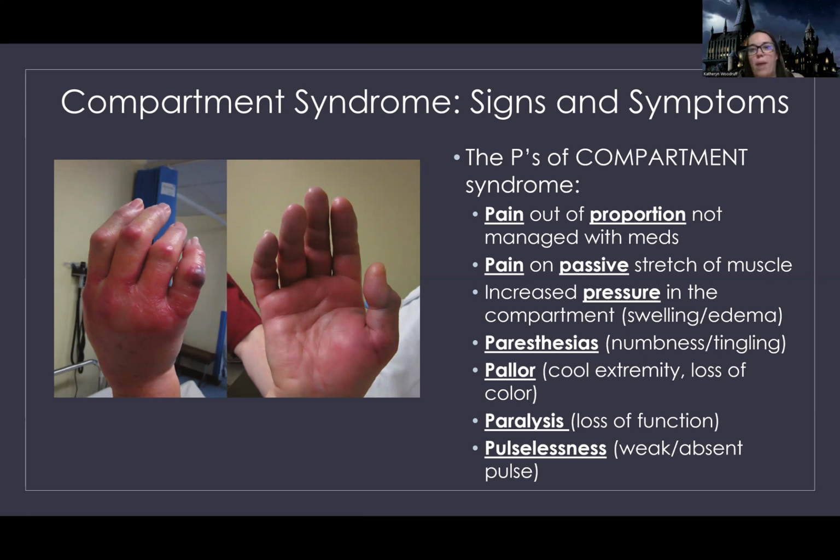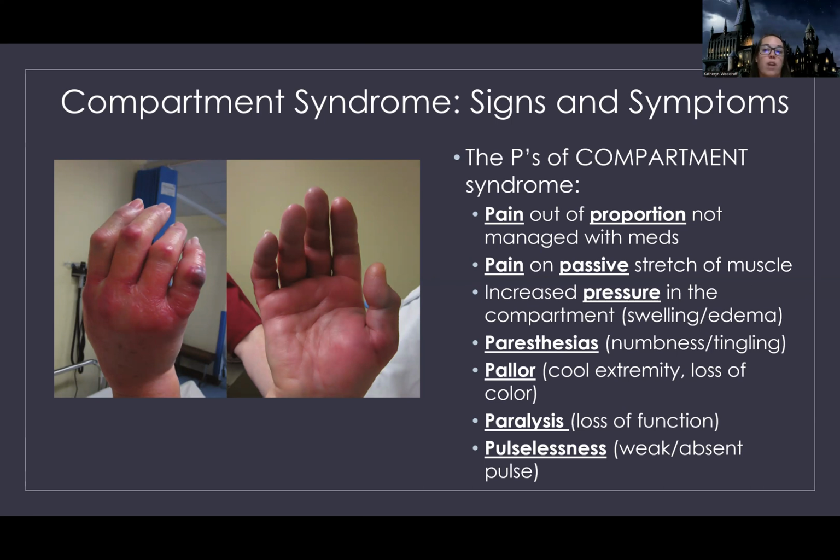We talked about pain on passive stretch. That passive stretch is like if I had an arm injury and then you're pulling back on my finger and I start to have really bad pain. Increased pressure or swelling. So kind of like you can see here, that excess swelling there in the limb. The other early symptom is going to be the paresthesias. Remember, we talked about numbness and tingling is early, and then the later signs are going to be pallor, and if it gets cool, that would be more of the poikilothermia. Pallor is the loss of color, or if it becomes pale.